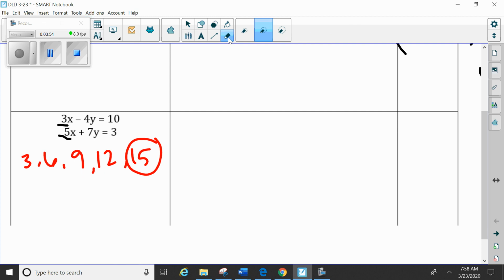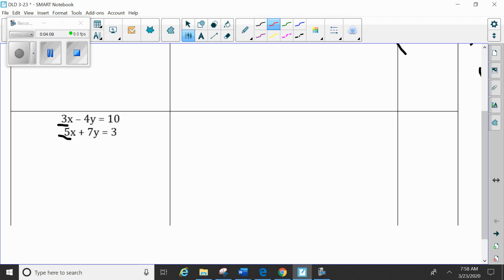Okay, so I'm going to erase that and start working through the problem. That means I have to get one of the coefficients to equal -15 and one to equal +15 so that they can go ahead and cancel out. I'm going to take the first equation and multiply it by 5, because 3 times 5 gets me to +15. I'm going to take the bottom equation and multiply it by -3, because -3 times 5 gets me to -15. That's what I'm trying to do here.